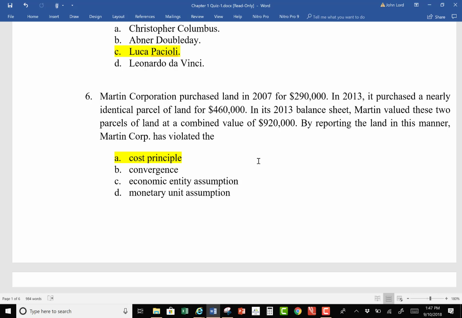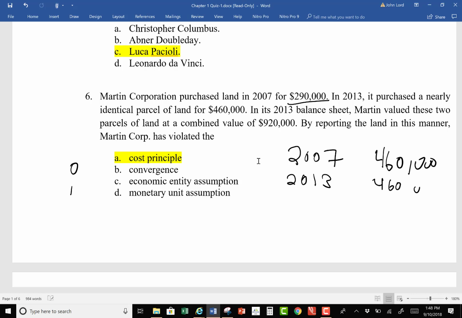So what did Martin do? He took the 2007 land, and even though he only paid $290,000 for it, he valued it at $460,000, right? Are you supposed to do that? No, it should have been left at the 2007 purchase price of $290,000. Then when he bought this other one in 2013, I guess he must have looked and said, well, this other land's so much similar, I should be able to write the first one up. And that's how he came up with the $920,000.